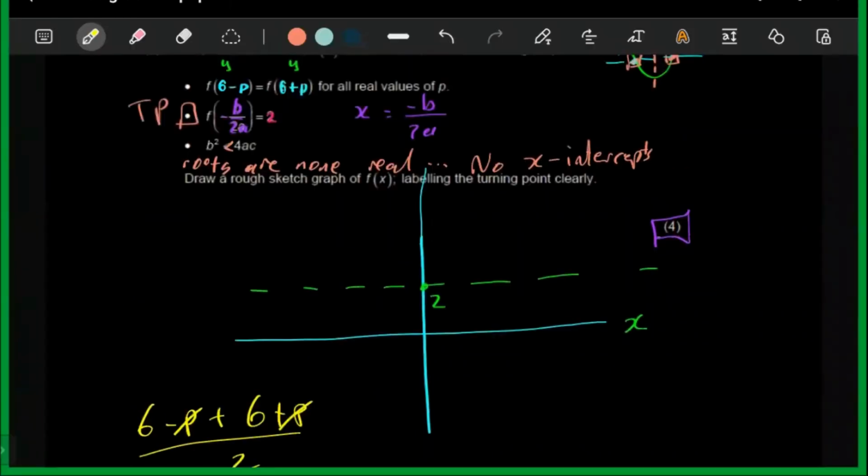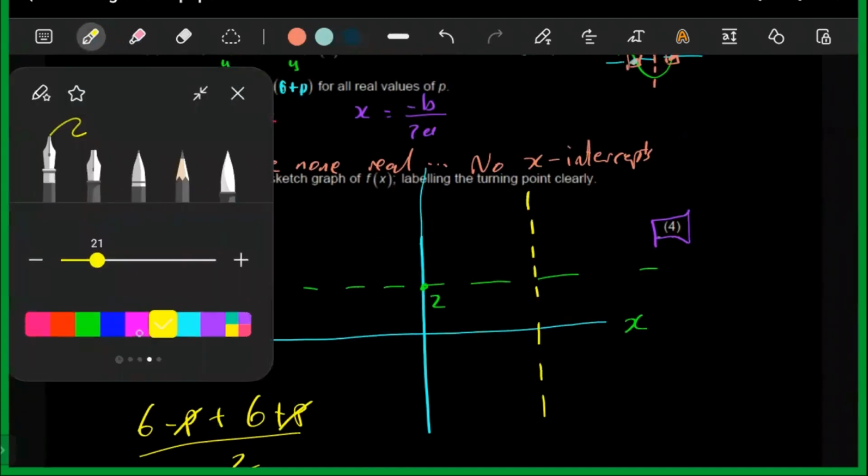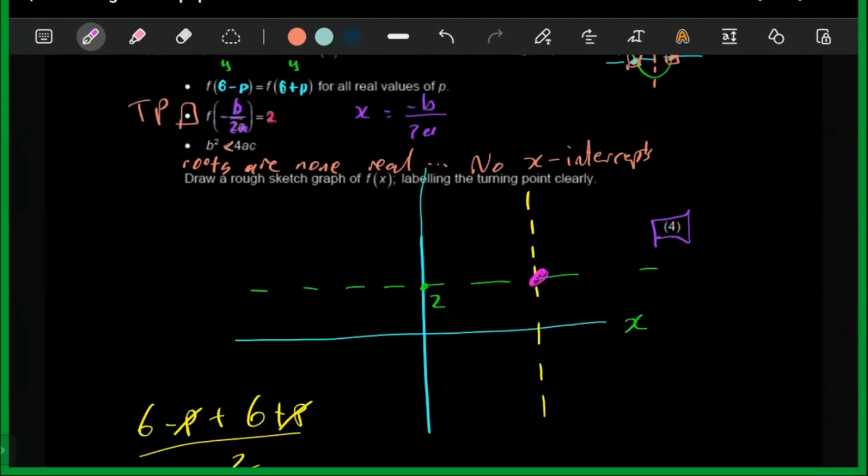So somewhere at 6 here, you can have a turning point. And we have the y value of the turning point also. So the turning point is like somewhere here. And we said our graph is smiling, so it's going to be smiling like that and like that. So at this point, we have x value 6, y value at 2.